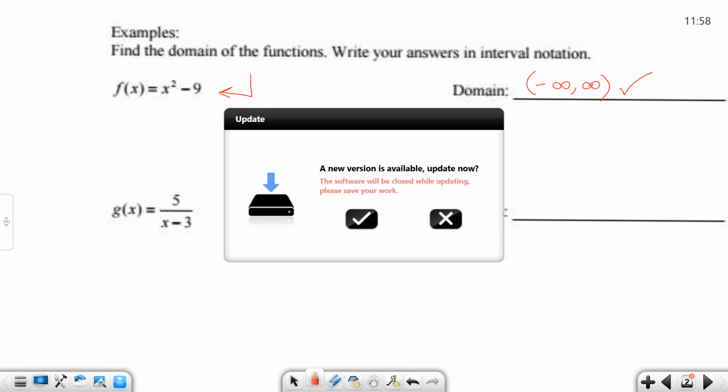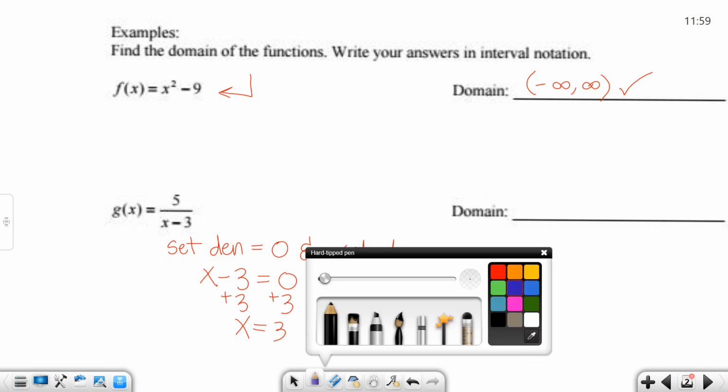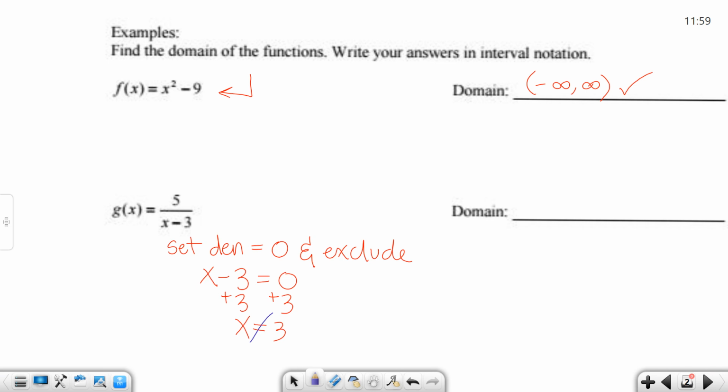For our second one, I'll see that we do have a denominator. So since we have a denominator, that's case 1, and case 1 says set denominator equal to 0 and exclude. So my denominator is x minus 3. I'm going to set that equal to 0. And x equals 3 is what I get. Now that's bad. That means if I plug 3 into this function, I get an error message. It doesn't work. So 3 is bad. Okay? So it says you have to exclude 3.